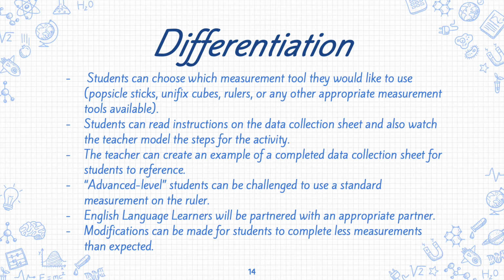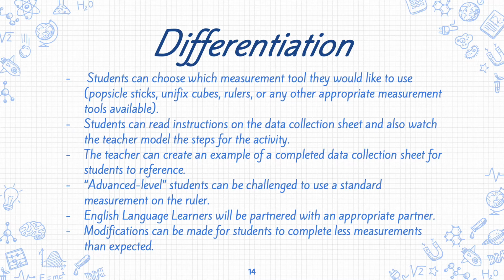One of the differentiation aspects of the lesson is that students have choices as to which measurement tool they would like to use. That gives the students choice and a little bit of ownership in their activity. Some other accommodation options are that students can read instructions on the data collection sheet, and they can also watch the teacher model the steps for the activity. And the teacher could create an example of a completed data collection sheet for the students to reference.